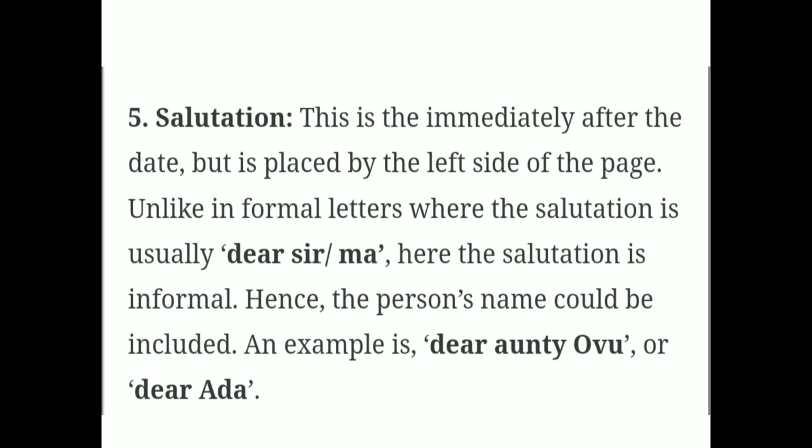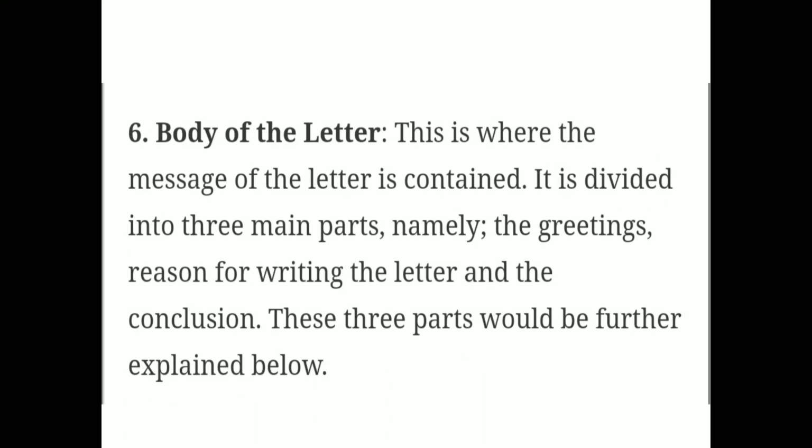And the next one is the body of the letter. It is the main part of the letter. This is where the message of the letter is contained. This is divided into three main parts, namely the greetings, reason for writing the letter, and the conclusion. These three parts would be further explained below. And the body of the letter contains the message.